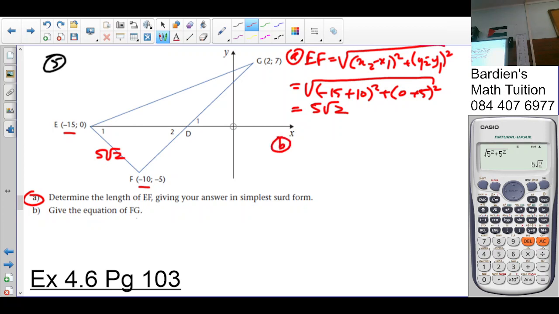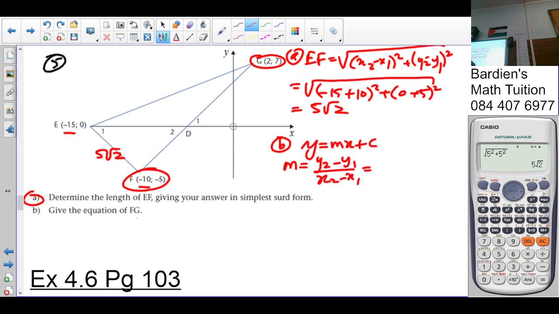Look at B. B says give the equation of FG. So what is FG? The straight line. So the straight line will be in the form y equals mx plus c. I can calculate m, which is my gradient: (y2 minus y1) over (x2 minus x1). So it's 7 minus negative 5 over 2 minus negative 10. That will be 12 over 12, which is 1. So you've got y equals 1x plus c.